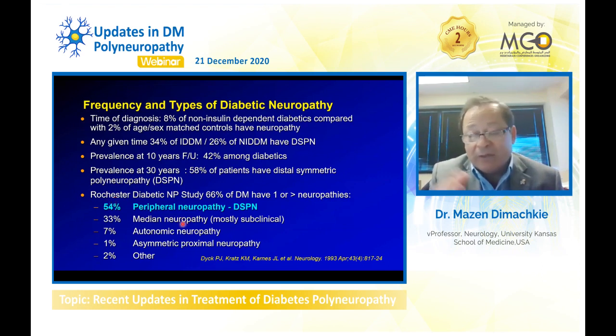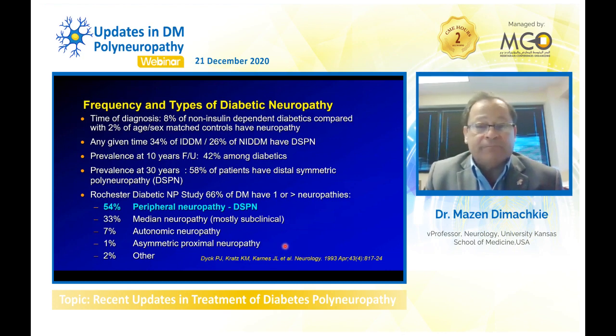There's median neuropathy, which is sometimes clinical, sometimes subclinical, and autonomic neuropathy. There's this asymmetric proximal neuropathy, that's the diabetic myopathy that was earlier discussed, and there are other variants there.